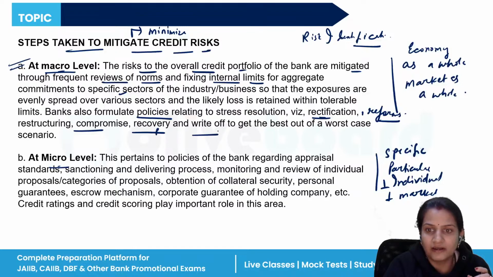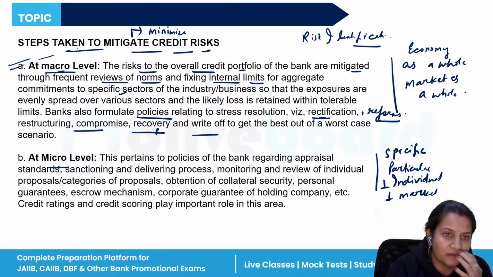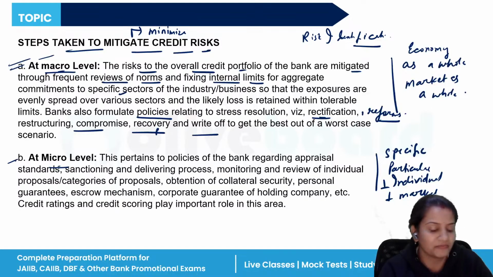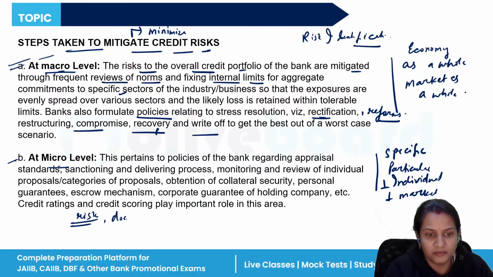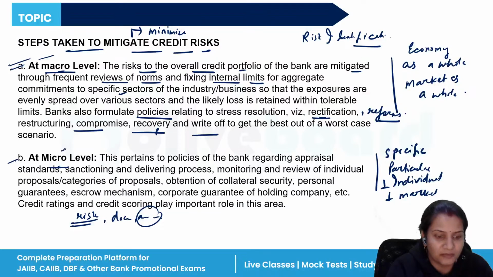Restructuring, recovery, write off. All these come under macro level. Whereas in micro level, for example, if you want to check the risk of any particular bank, check the documents of any particular bank, do the audit of any particular bank, monitor the activities of any specific bank or any specific sector, that comes under micro level. Here we are talking about few. There we are talking about large.